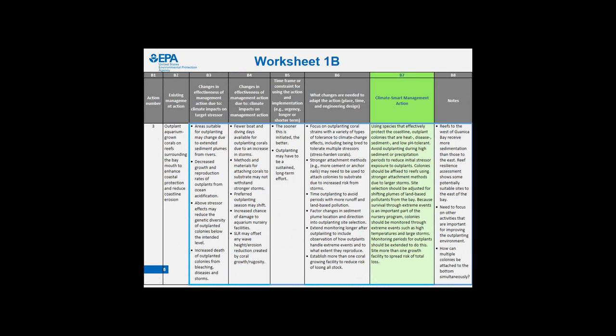Column B4, changes in effectiveness of management action due to climate impacts on the management action. So if our outplanting, our taking corals from the shore-based facility out to the restoration site or the planting site is dependent upon good boating conditions and good diving conditions, we may see fewer of the good days available if the weather is impacted by more storms, stronger storms due to climate change.